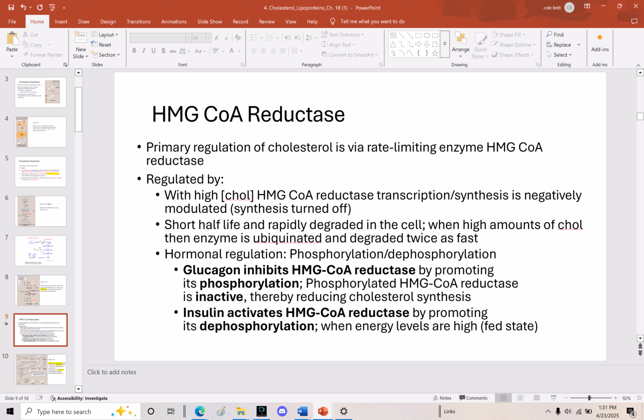One is by turning off its synthesis from scratch, going into the DNA and making sure that's turned off. And it will also turn on a pathway that will ubiquitinate that HMG-CoA reductase, which means it'll go into a proteasome, and remember proteasomes are going to recycle and break down whatever's put in it. So in this case, it's going to break down HMG-CoA reductase.